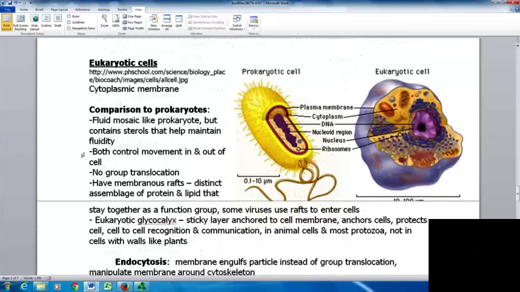Looking at the eukaryotes, when we compare them to the prokaryotes, their cytoplasmic membrane is going to be a fluid mosaic like the prokaryote, but it is going to contain steroids that help to maintain the fluidity. Both control movement in and out of the cell. There is no group translocation in eukaryotic cells. They have membranous rafts, which are distinct assemblages of protein and lipid that stay together as a functional group. Some of the viruses will actually use the rafts to enter the cells.